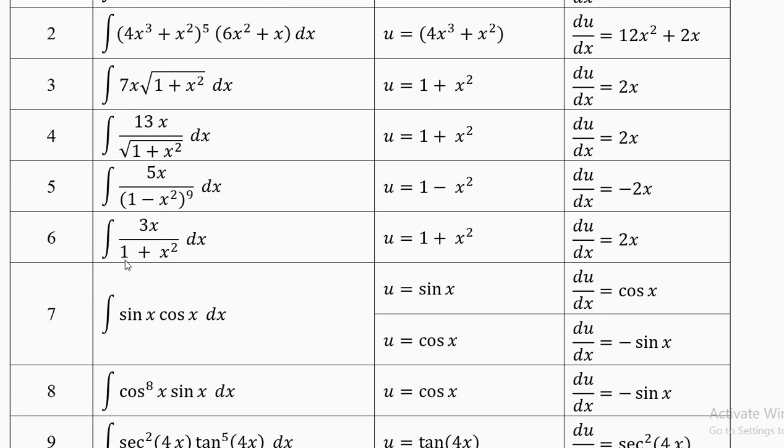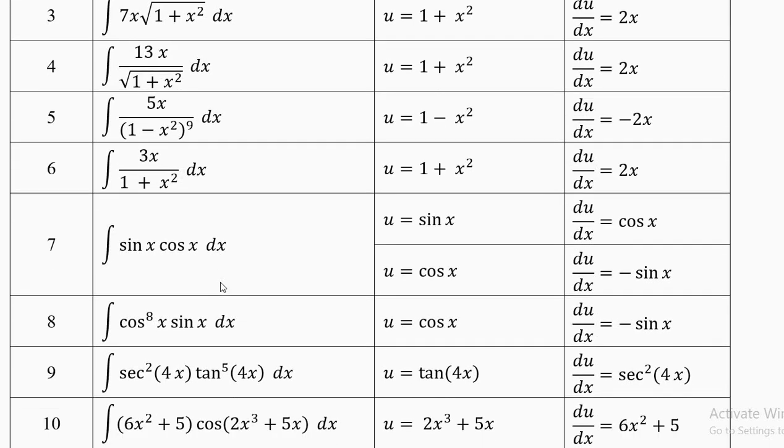Now here, the u equal to 1 plus x square. Derivative of u is 2x, and here you have 3x, so you are home. 3 and 2 can be adjusted in this type of questions, and again u equal to 1 plus x square, du by dx is 2x. Here the integration will be du over u, which we can do.